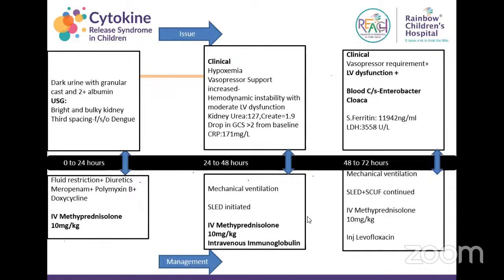He continued to require vasopressor support, and blood culture at this point had grown Enterobacter cloacae. This was a sensitive organism which should have responded to our antibiotic of choice. Our ferritins, which were repeated 48 hours later, showed 11,942, which had come down from 30,000, and LDH also was showing a downward trend. We continued the same line of management, and we de-escalated antibiotics to levofloxacin, which the organism was sensitive to. He was on third day of pulse methylprednisolone at this point.